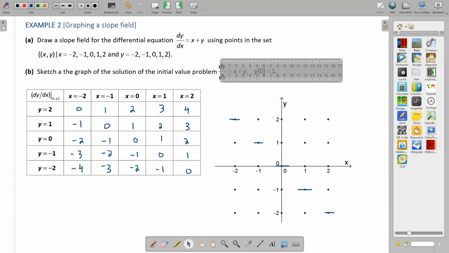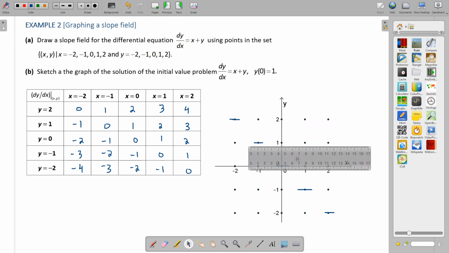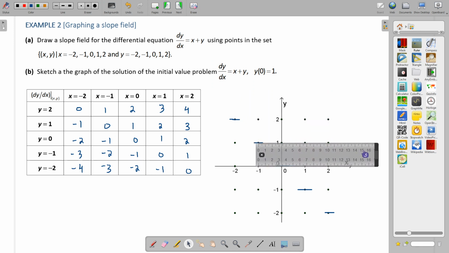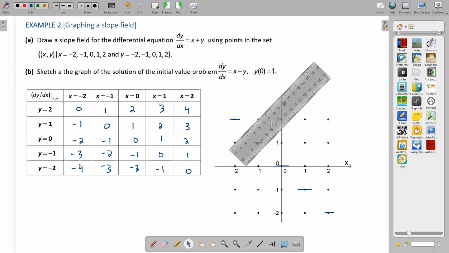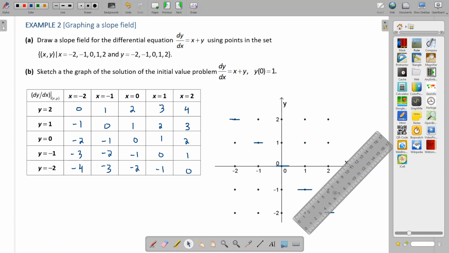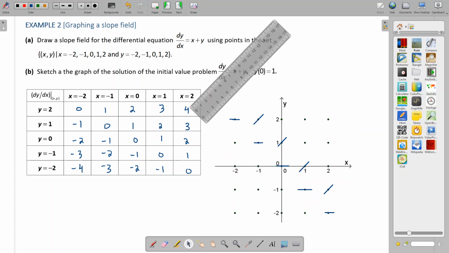Then you could go back, if you wanted, you could graph all the ones that have a slope of 1. So that would start on this diagonal here. So I'm actually going to set my straight edge first. So slope of 1 would look like that. So I'm going to go through and put on each of these along that diagonal a slope of 1. All right, so we have each of those slope 1s in there.